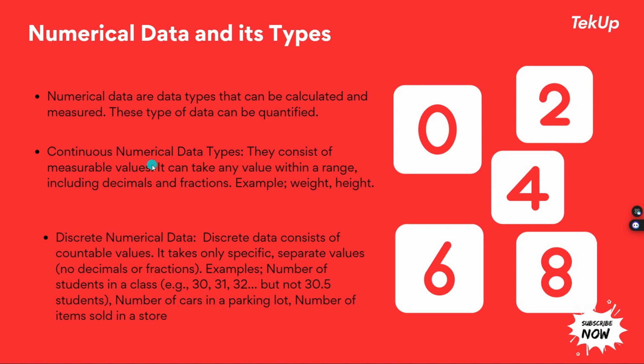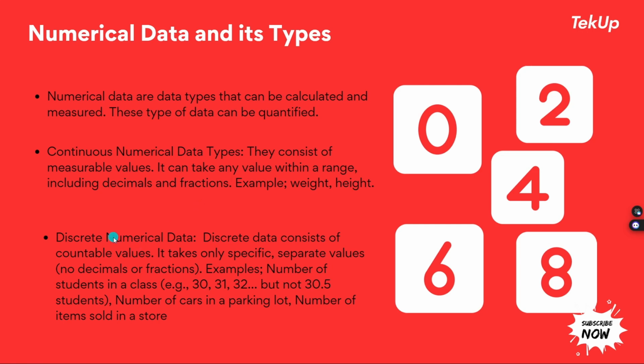Now, let's talk about the types of numerical data we have. First, we have the continuous numerical data types. They consist of measurable values. It can take any value within a range, including decimals and fractions. When we are talking about continuous data, this is when we have our weight and our height. These are examples of continuous data.